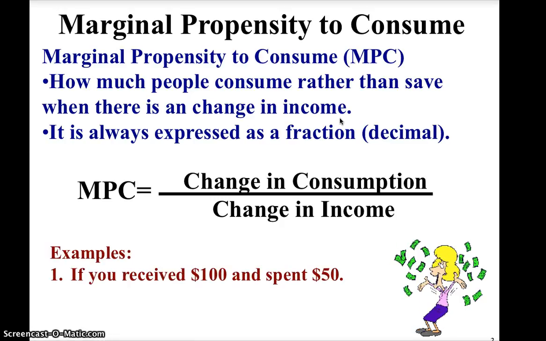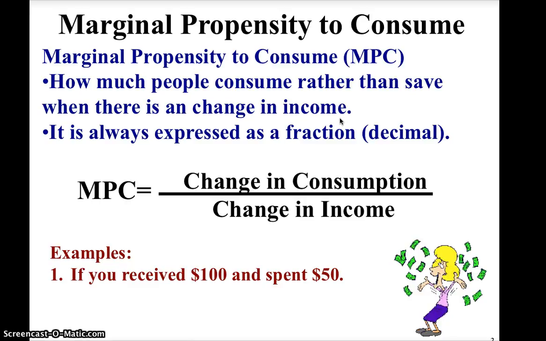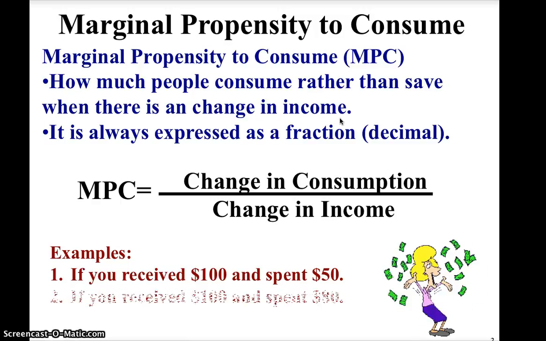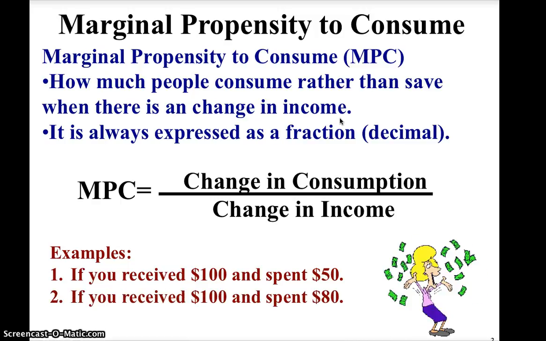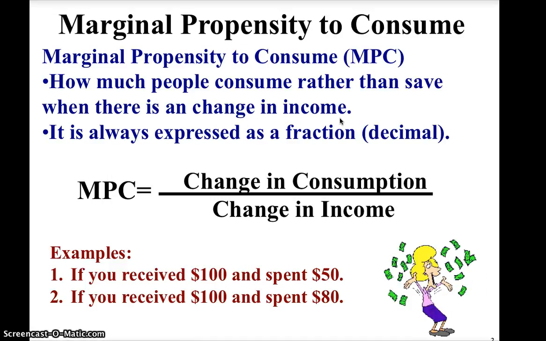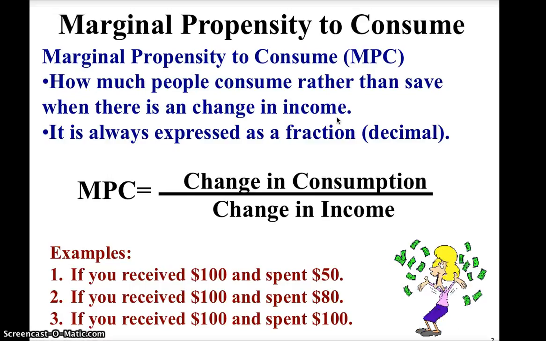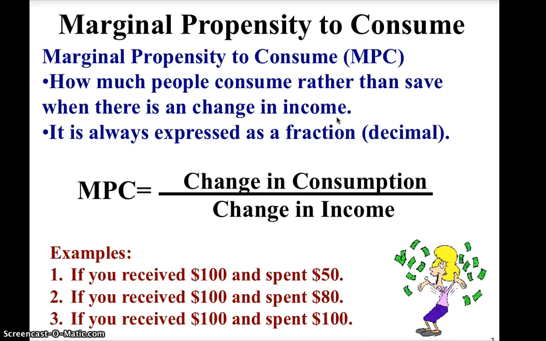So here's an example. You received a $100 bonus and you spent $50 of that and you saved 50. Well, your MPC is going to be 0.5. If you received $100 and you spent $80, then your change in income was 100, your change in consumption was 80, so it's going to be an MPC of 0.8. If you received 100 and spent the entire $100, your MPC would be 1.